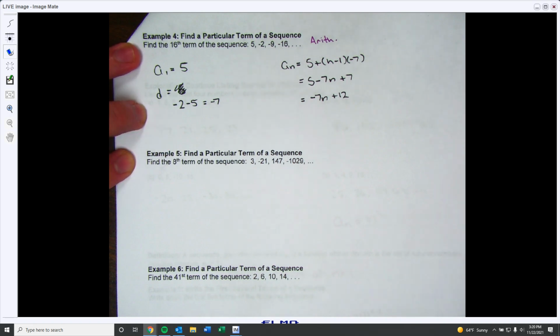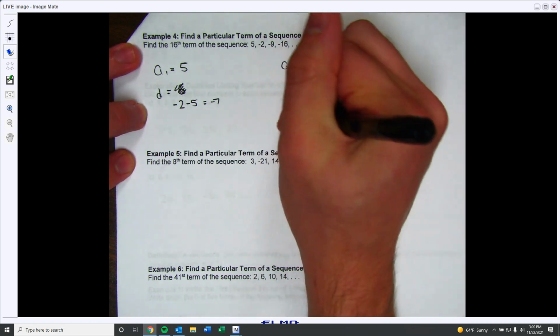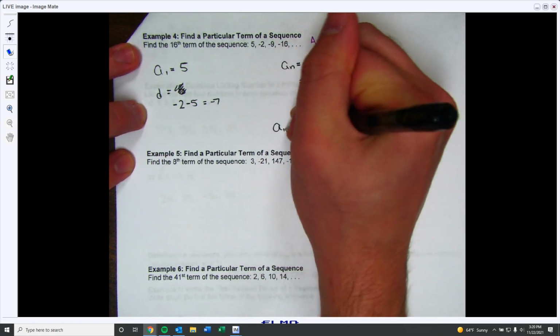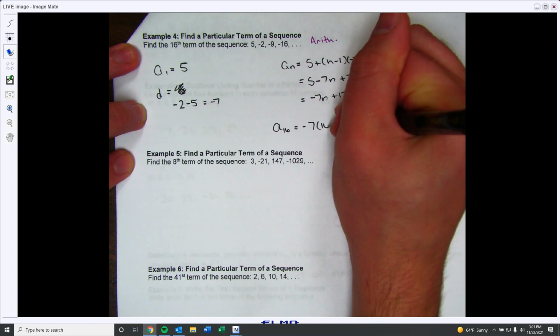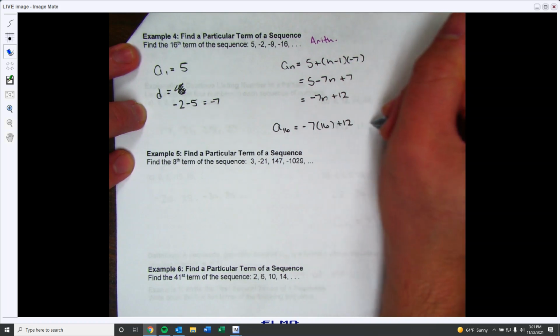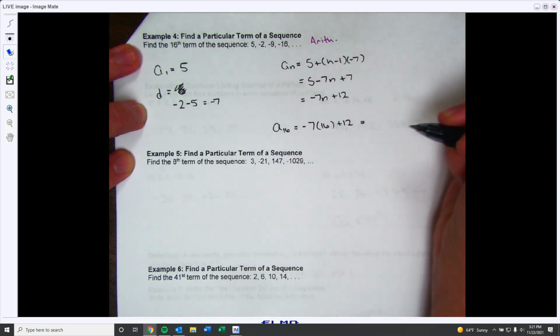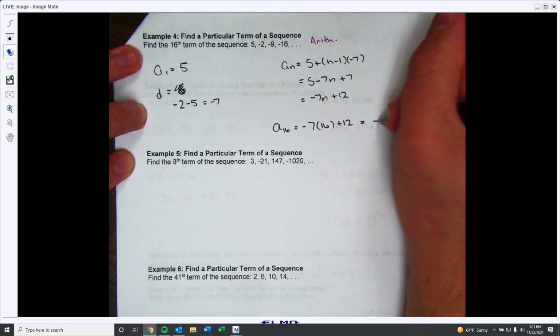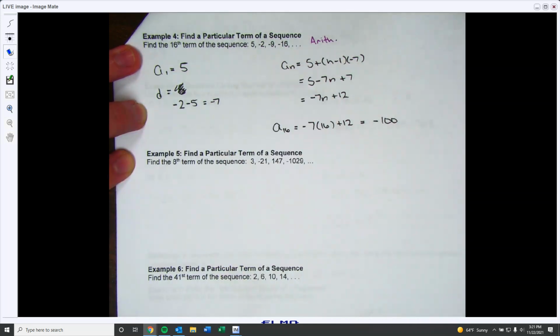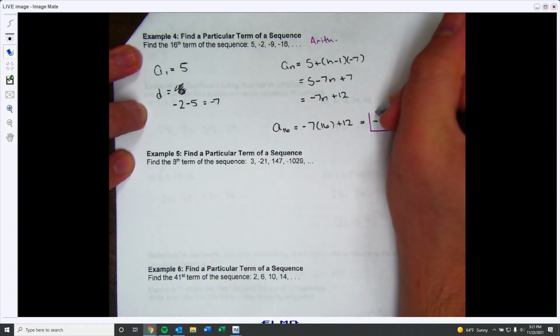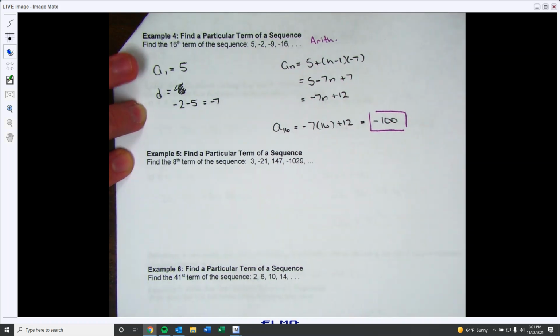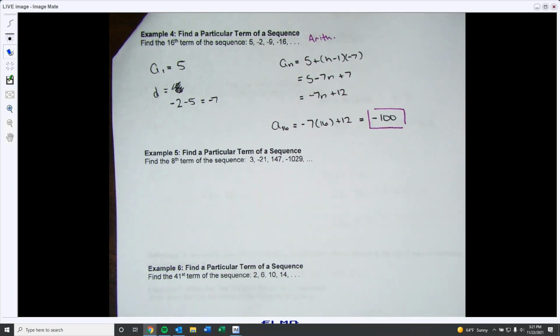Now I need to find the 16th term on here. So that just means I need to do a16. So I have negative 7 times 16 plus 12. And doing this, we wind up getting that it's negative 100. You can do mental math if you want, or please feel free to type it into your calculator. That's all it is. That's all you got to do.